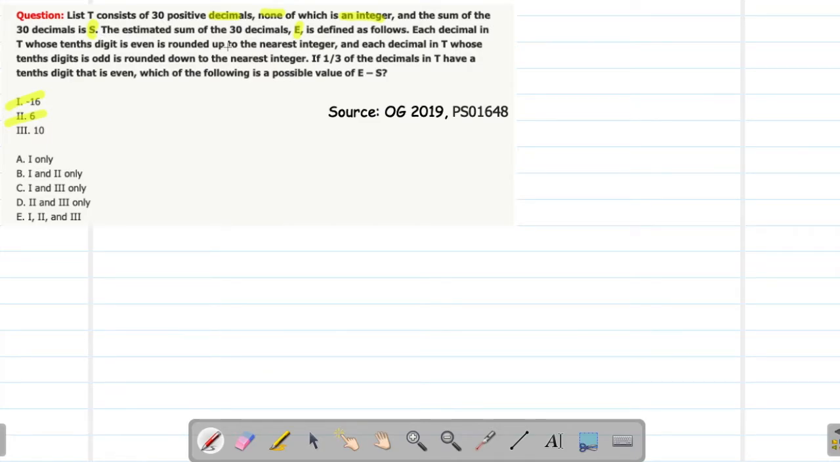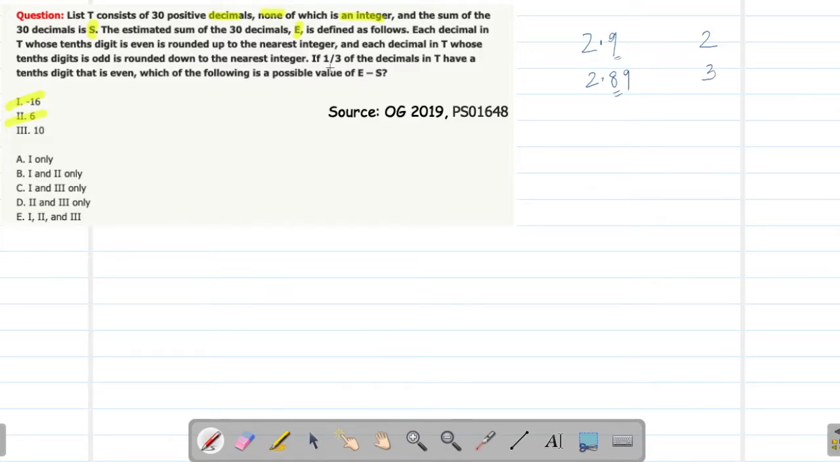We are also given an estimated sum of these 30 decimals, and the estimation has a very special rule. If the 10th digit is even, then the number is rounded up for the estimation, and if the 10th digit is odd, then the number is rounded down. What it boils down to is 2.9 is rounded down because the 10th digit is odd, and 2.89 is rounded up because the 10th digit is even.